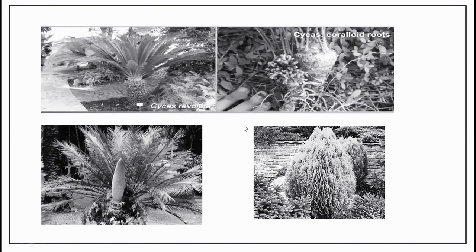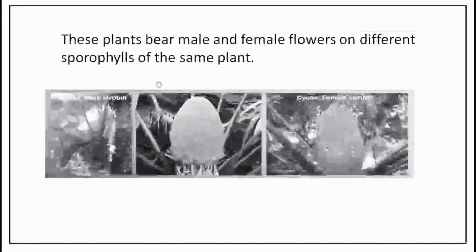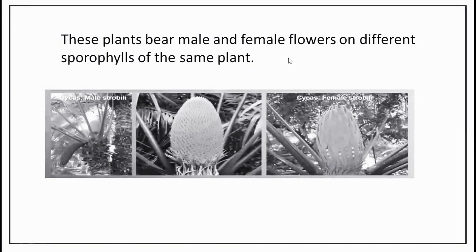And here is a cycas plant. You learn about the cycas plant in detail here. This plant bears male and female flowers on different sporophylls of the same plant. Here you can see the male and female parts. These are the male part and these are the female part of the cycas plant. They come on the same plant but at different places, and they carry out their reproduction.